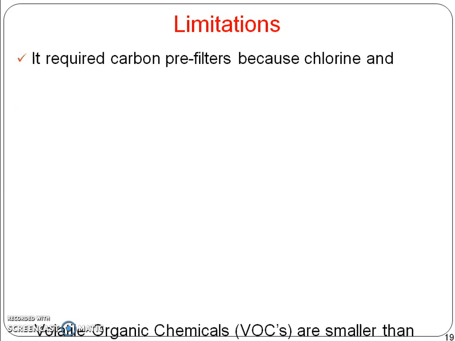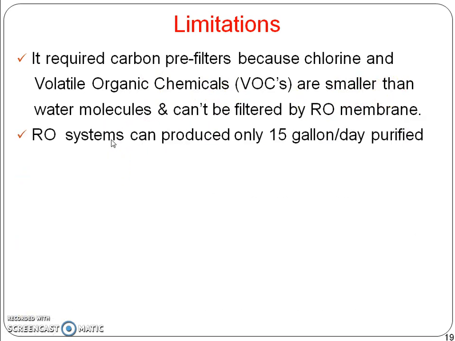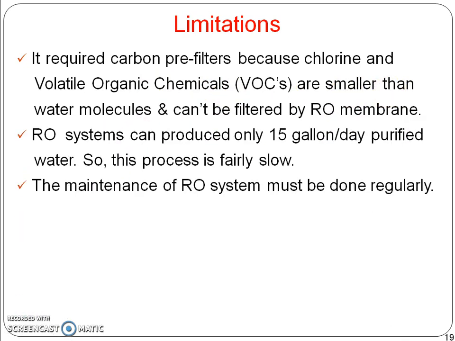There are some limitations of the RO process. The RO process cannot remove chlorine and volatile organic chemicals which are smaller than water molecules. An RO system can produce only 15 gallons per day of purified water. So this process is fairly slow.